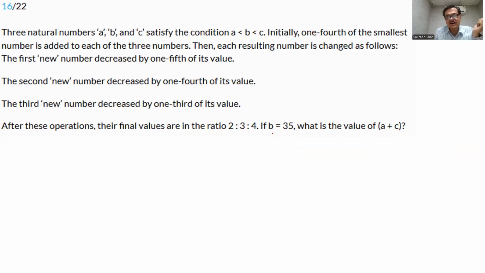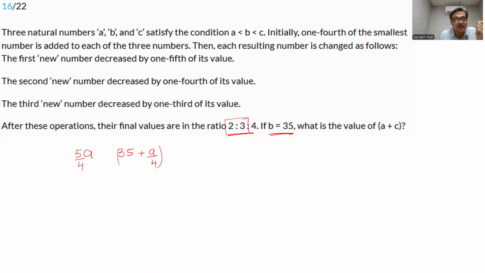Where do we start? From B. B is 35. After the changes, the ratio of the resultant numbers is 2:3:4. So let's first focus on A and B only, because B is given. So A is your first number, B is 35. We are first adding 1/4 of A. When you add 1/4 of A, it would become 5/4 A, and the next number B will become B plus A/4.